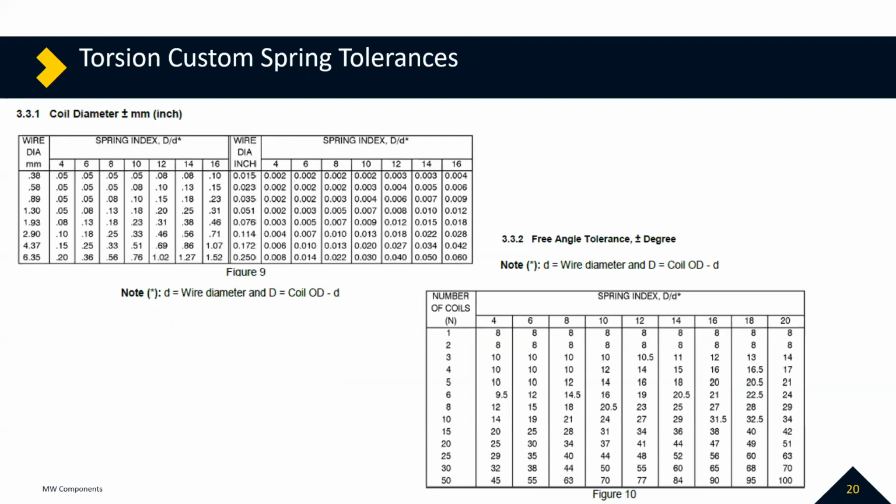Torsion spring, again, very different animal, and just simple coil diameter tolerances compared to your index. And again, bottom right, free angle tolerance, just because of the way the ends are conditioned on a torsion. You either have a straight leg, or you would sometimes tend to have an angle or a dual angle, so to speak, on the ends. But in any condition, from one end to the other, it's going to be an angular relationship.